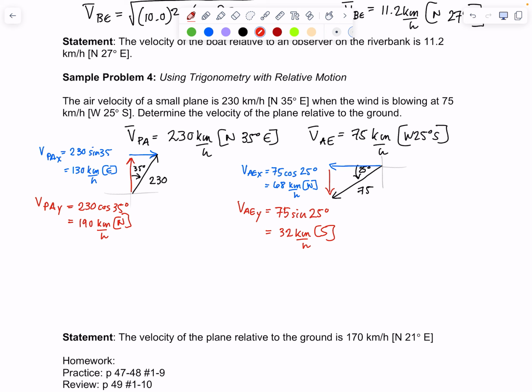So I need to find the velocity of the plane relative to the Earth in the y direction, which is equal to VPA y plus VAE y. We're starting with a P and we're ending with an E. What links these together is the letter A. So that means we can combine them.